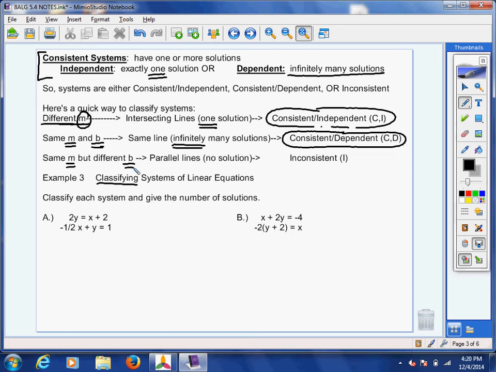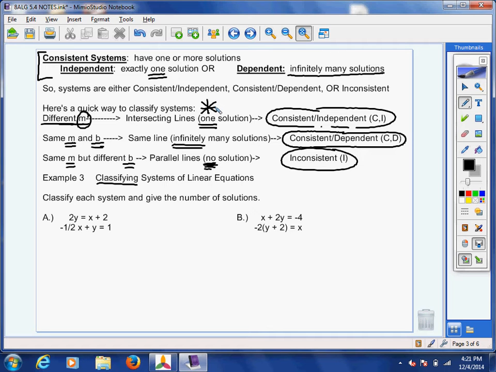But what if they have the same slope but different Y-intercepts? Well, those are parallel lines, which means we have no solution, and we would say, hey, that's an inconsistent system, okay? So this is truth right here. If you can remember what your possibilities are, I have one solution, hey, that means it's a CI. I have infinite solutions, that's going to be a CD. No solutions, that's just inconsistent, plain old I, okay? So that's the classification. Now you need that little bit of background there so we can get to the idea of how to classify systems, okay?